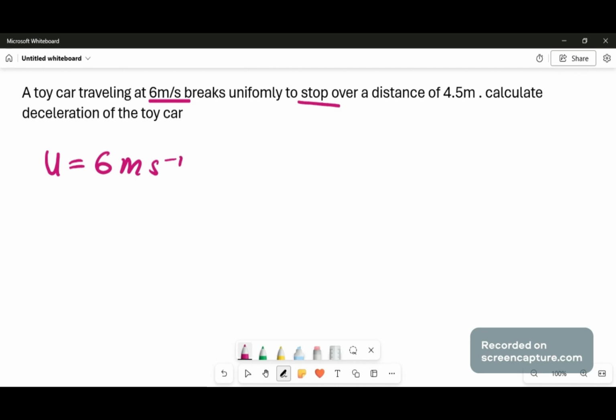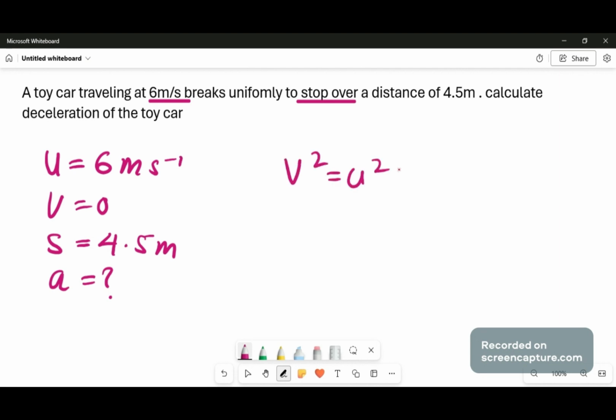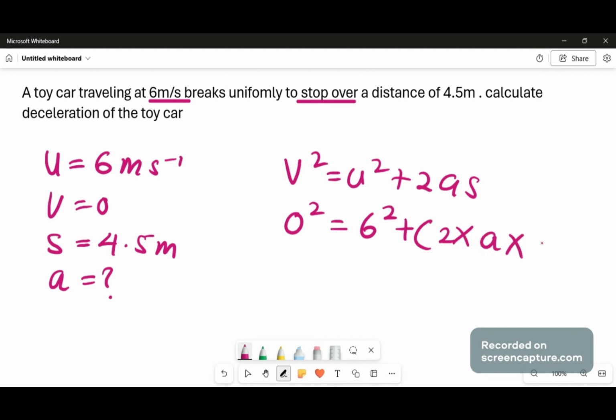And it stops at the end. So the final velocity is 0. So the displacement of this toy car is 4.5 meters. You are asked for the deceleration of the car. To find the deceleration, we shall find the acceleration. So here also we shall use the equation v squared equals u squared plus 2as to find the answer. The value of v is 0, u is 6, plus 2 times a times 4.5.